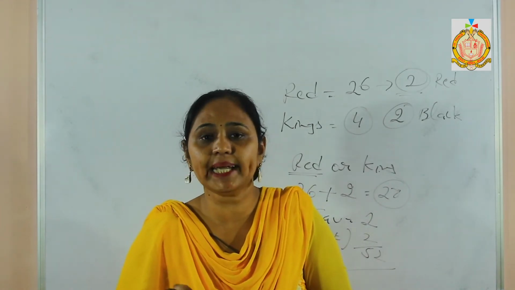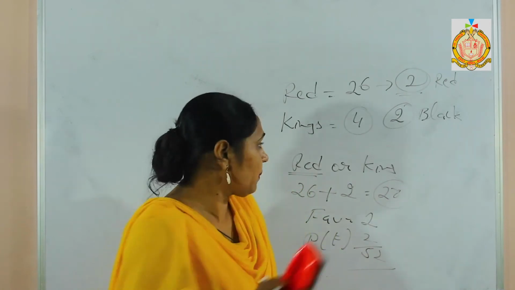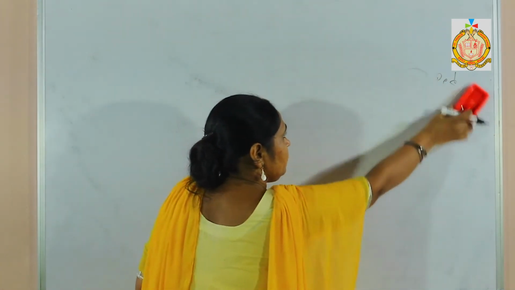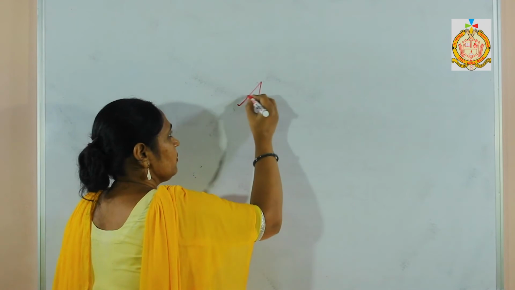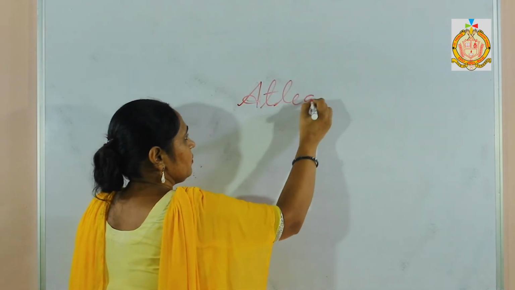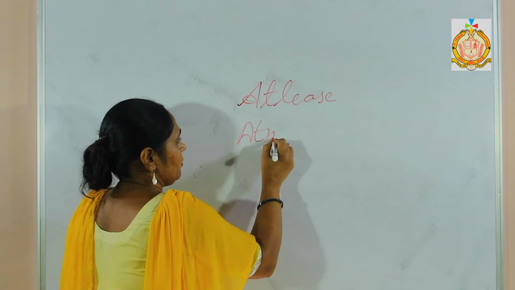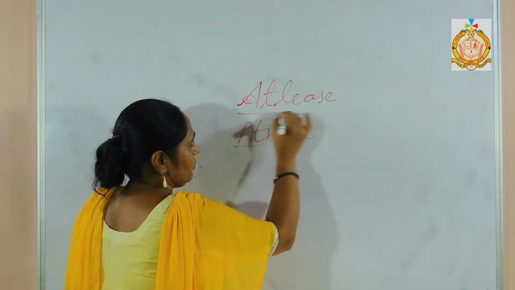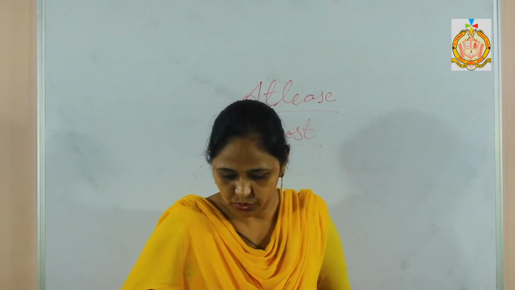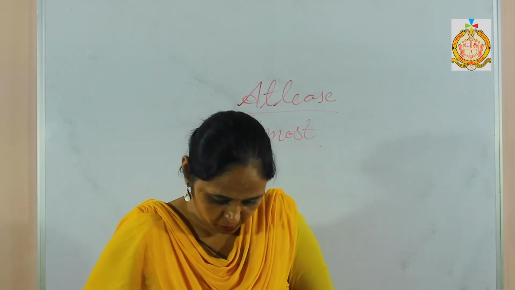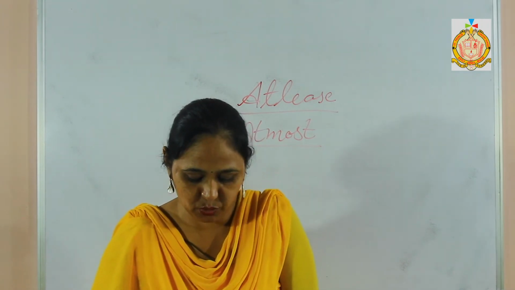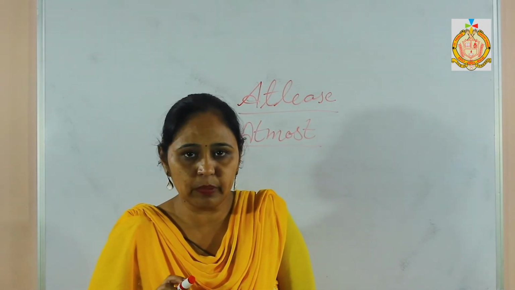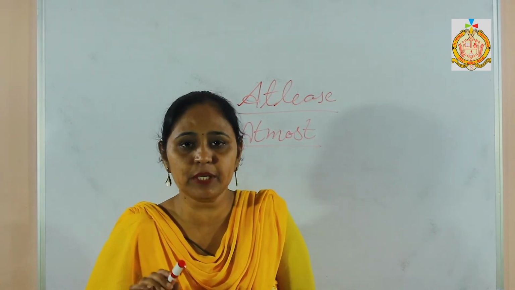Then the next condition is at least and at most. Now what is the meaning of at least and at most? This is in your sum number 7. He says if 2 coins are tossed once, now 2 coins are there, the total will be 2 raised to power 2, which means the total is 4.